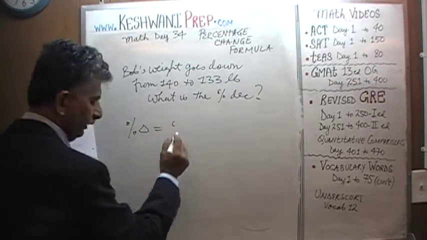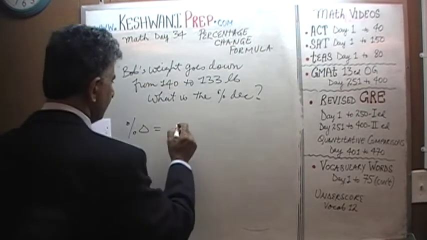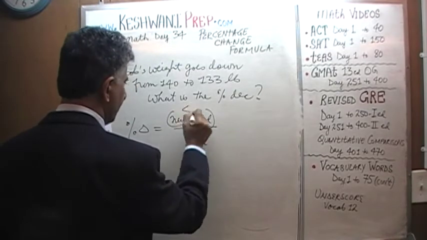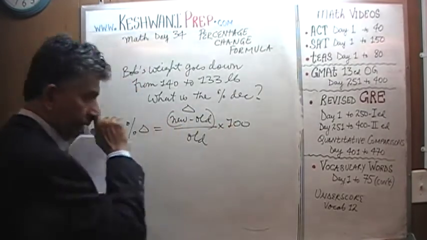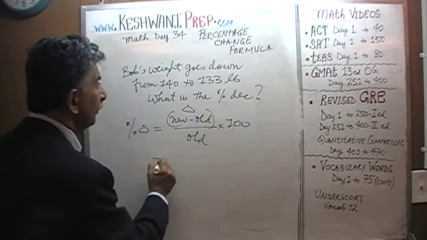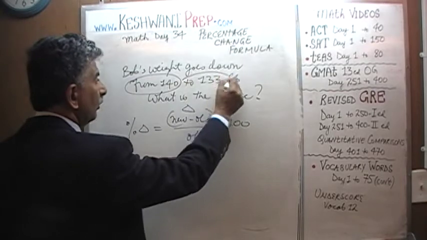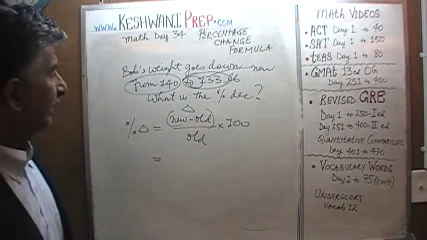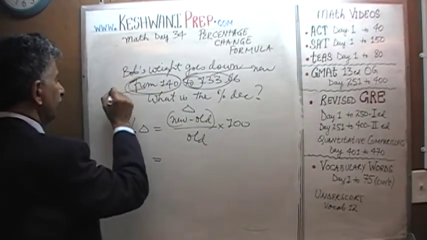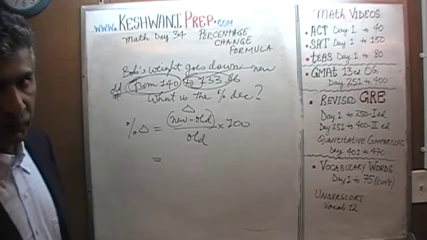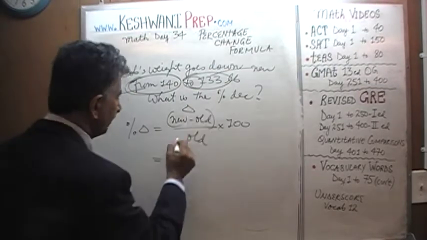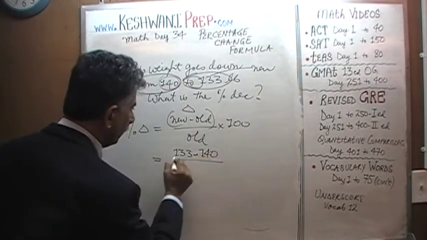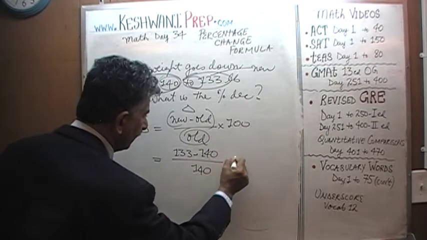Percentage change, we know, is the change, which is the new minus the old. That's the change. This part is the change divided by the old, times 100. The new number here, it goes from 140 to 133. This is the new number. His new weight is 133. He started out with 140. This is the old number, because that was his starting weight. So the new weight is 133 minus the old, which is 140, over the old number, which is 140, times 100.